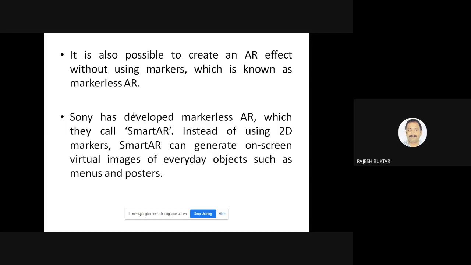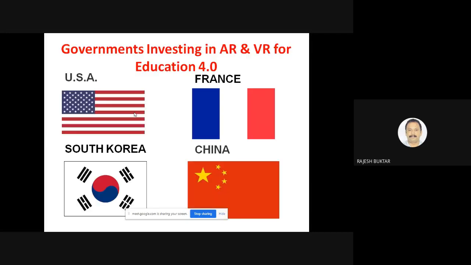That is what I said. The Sony company is coming up with markerless AR. And you can see the countries, they are hugely investing in AR and VR.